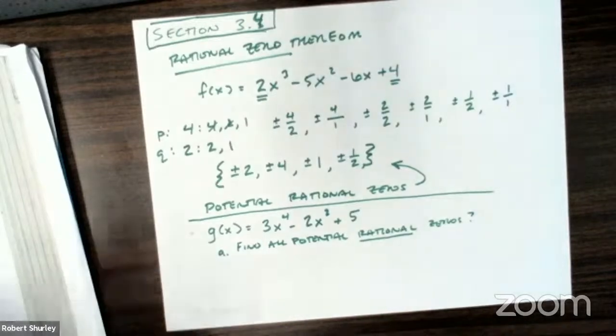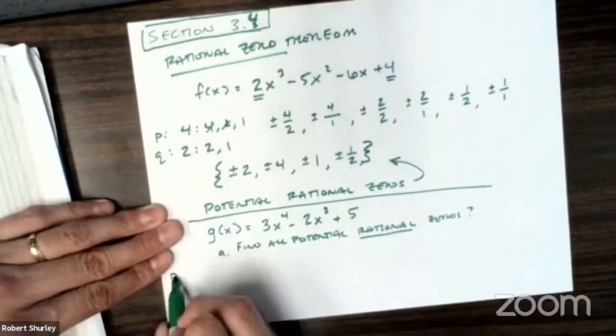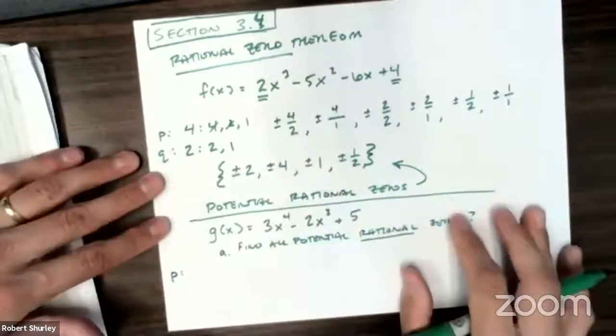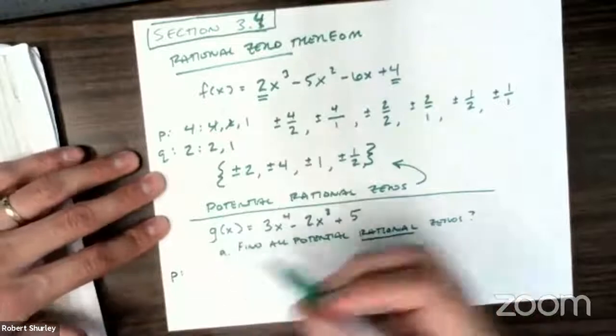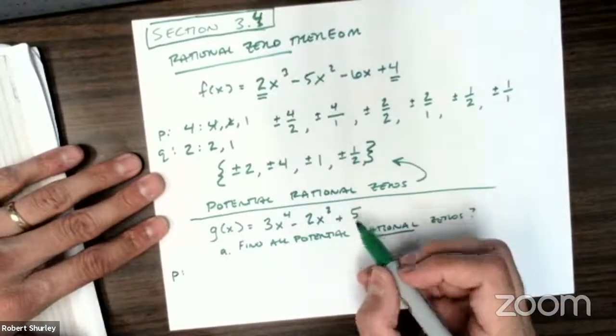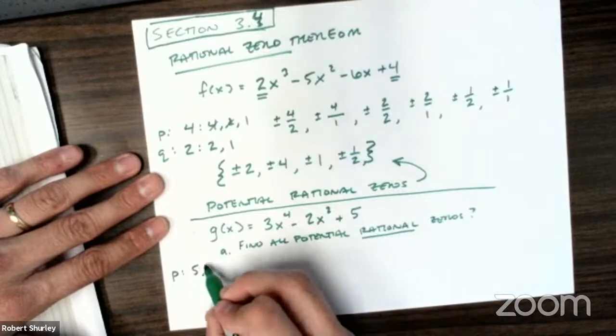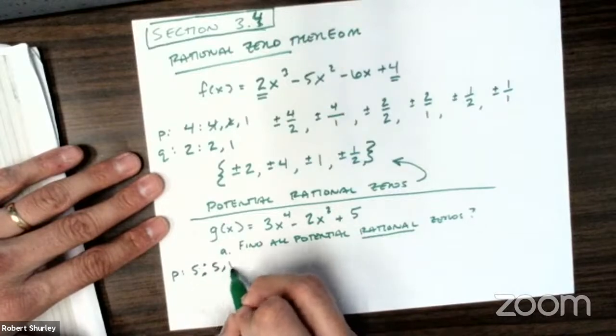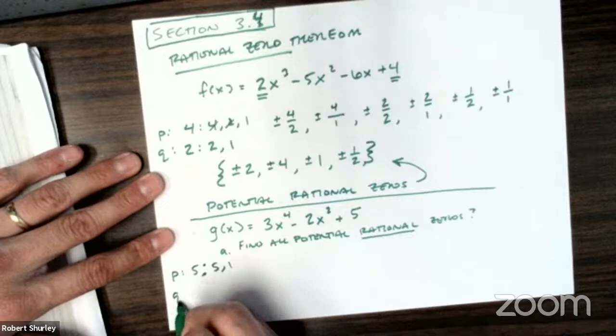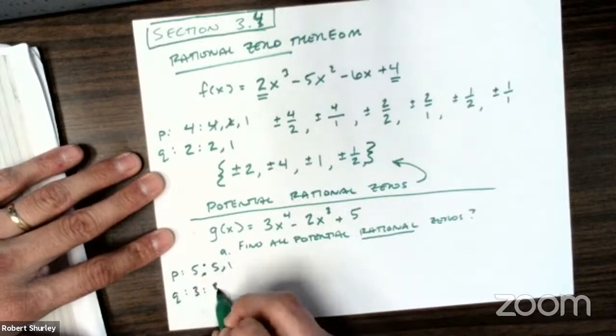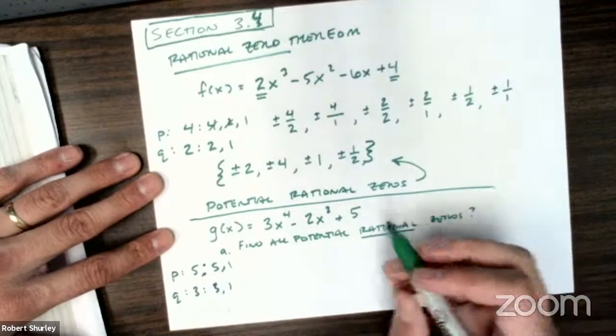Okay, so let's see here. Look, I'm going to think of the constant. I'm just calling them P and Q because your book does. I don't really use that notation, but I'll keep it consistent. So the constant here is 5. Well, the only factors of 5 are 5 and 1. And the only factors of 3 are 3 and 1, right? Because they're both prime numbers.